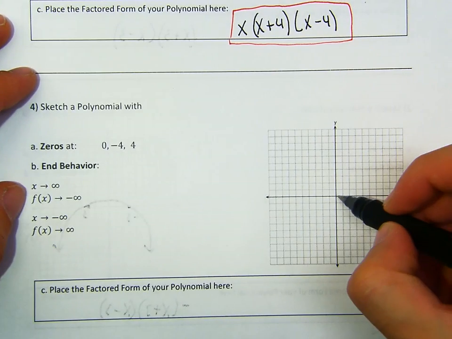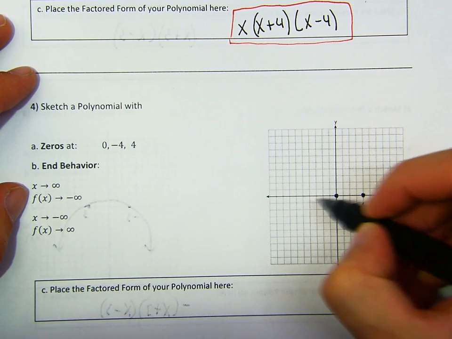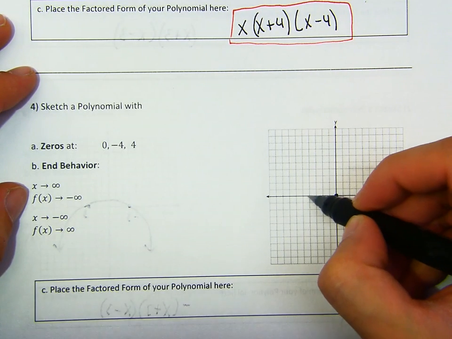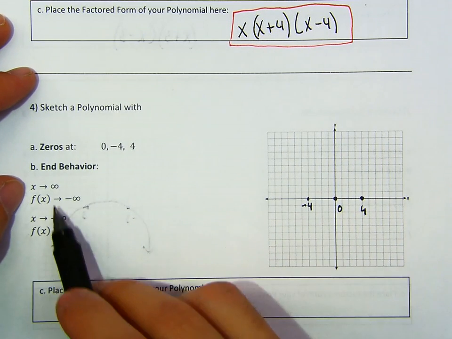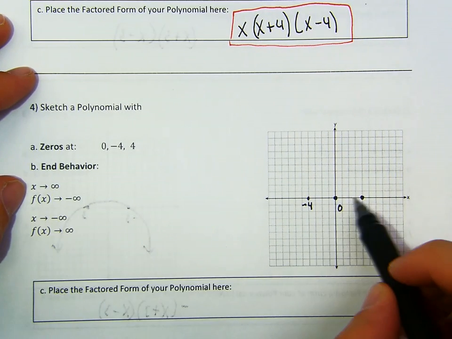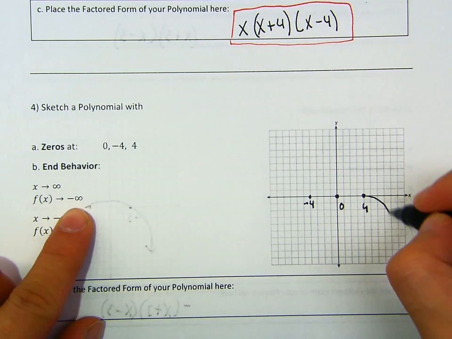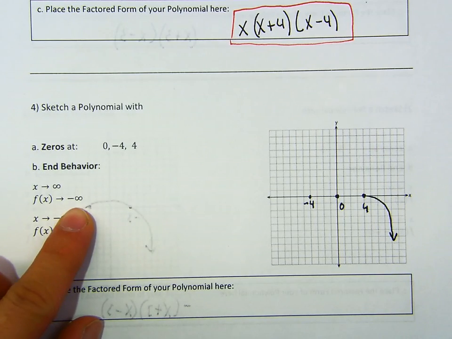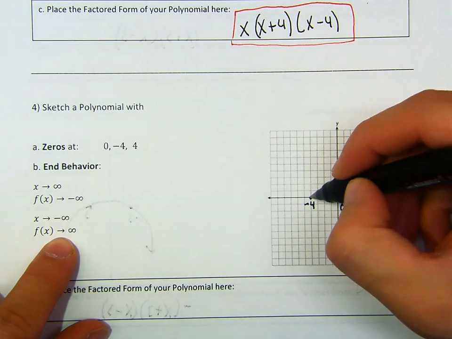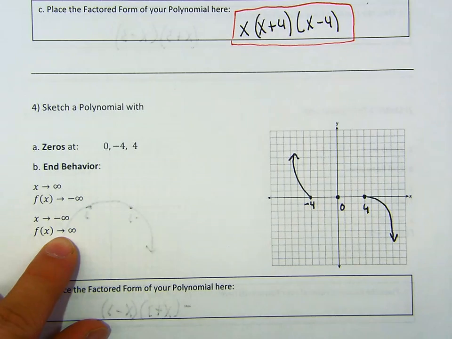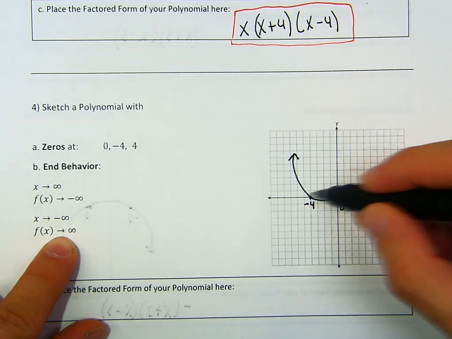All right, so let's see. What are the zeros? Same idea: 0, 1, 2, 3, 4, and this is negative 4. And now this end behavior is a little bit different. You see, as x is going to infinity, f of x over here is going to negative infinity. As x is going to negative infinity, f of x is going to positive infinity. And then we need to connect the graph like that.